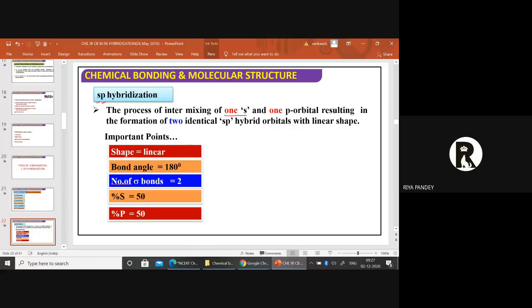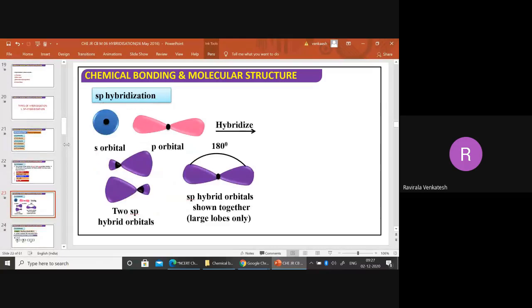One p orbital. Now, how many hybrid orbitals will we get? Two hybrid orbitals. Okay, right. Next, what will be the shape? Linear shape, bond angle will be 180 degrees. Number of sigma bonds will be 2. Percentage of s is 50, percentage of p is 50. Is it okay for you? Okay. Now let me see how it is with overlapping.